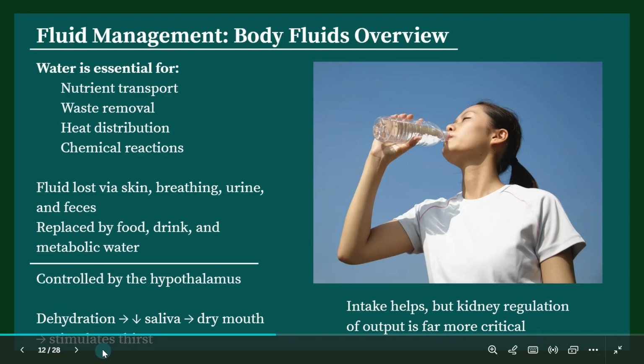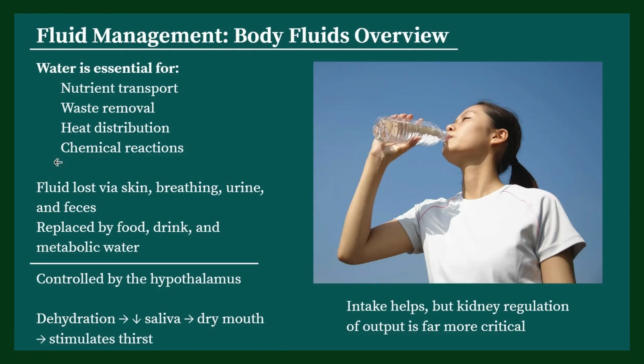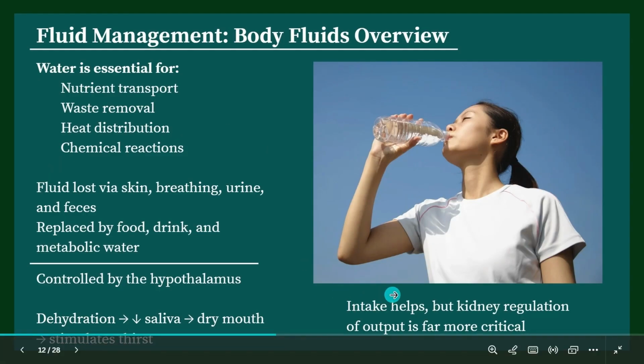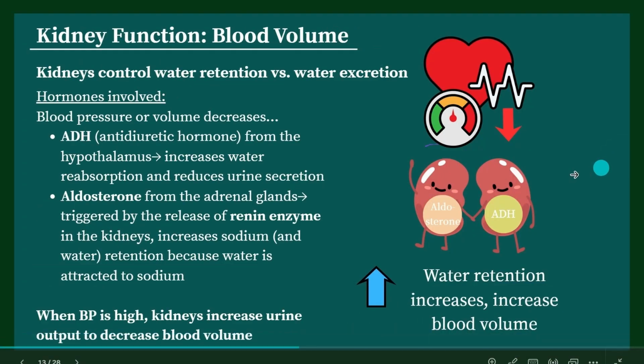So when we do get dehydrated, there's a cascade of reflexes that happen. The amount of saliva we have decreases, which causes a dry mouth, and that's what stimulates our thirst to make us thirsty. So that's important to know. But drinking a lot of water helps, but what's more important is how the kidneys regulate the water that we already have. So we're going to be talking about that.